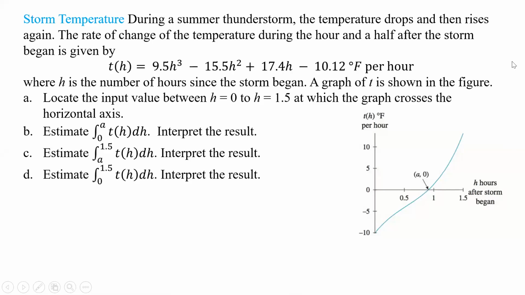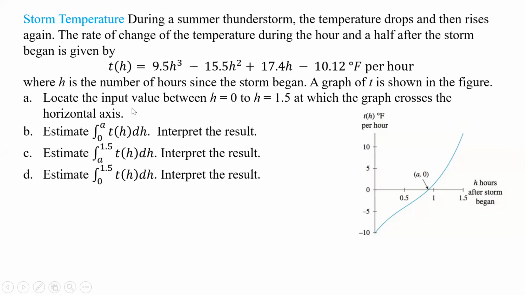All right, so this next one, it says, during a summer thunderstorm, the temperature drops and then rises again. The rate of change of the temperature during the hour and a half after the storm began is given by this function, T of H, where H is the number of hours since the storm began. So a graph of T is shown in the figure below. All right, so we get the graph.